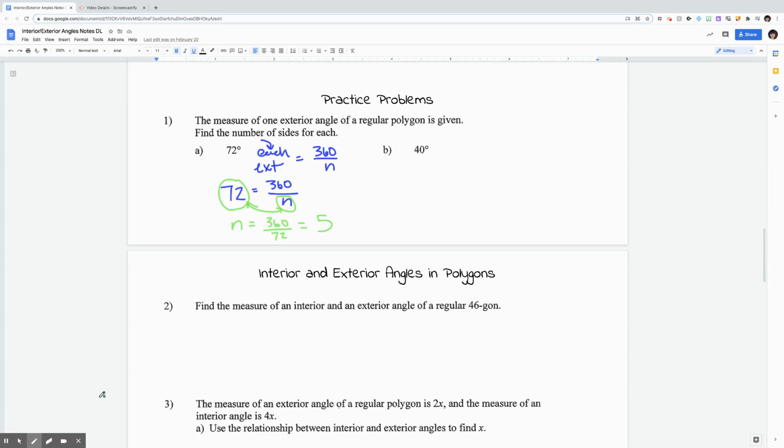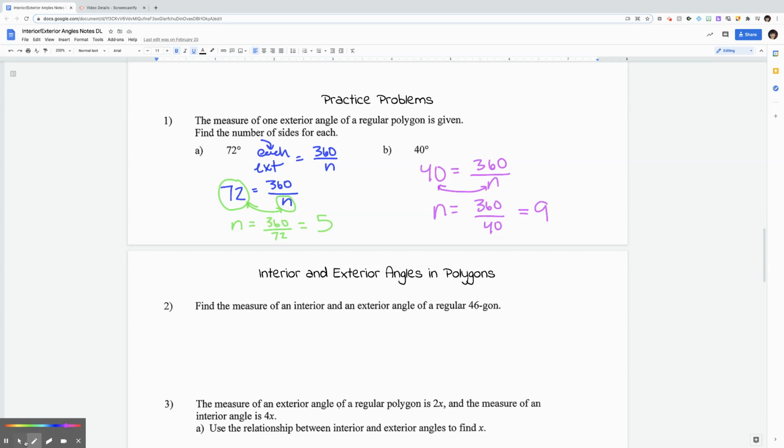All right, so I want you to try the other one. Pause the video real quick, try the other one, and then check back with me to see how you did. Alrighty, folks, you should have gotten 9 sides for part B of number 1. If each exterior angle is 40, 360 divided by 40 is 9.